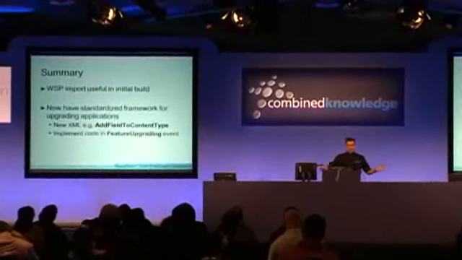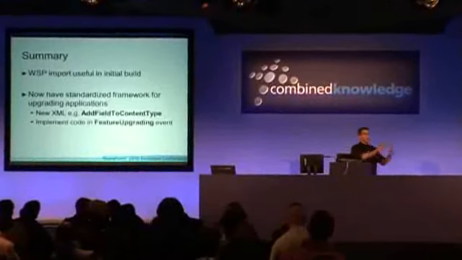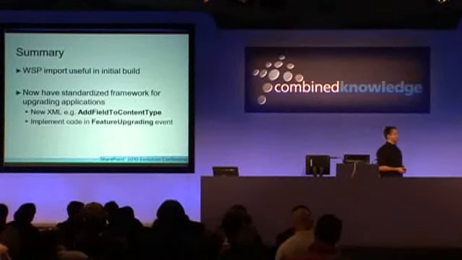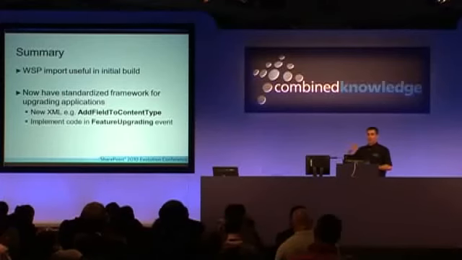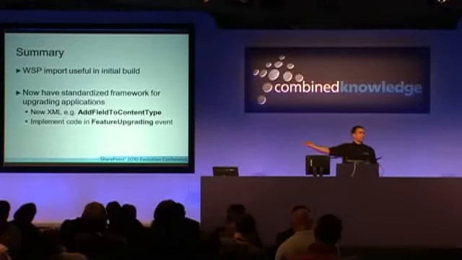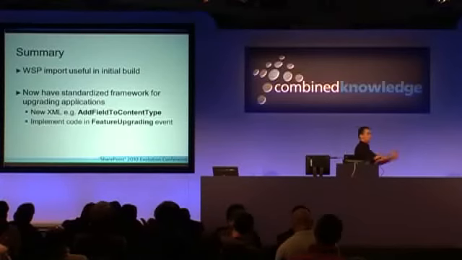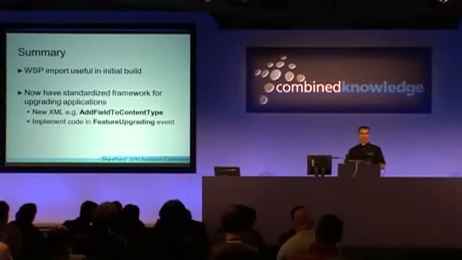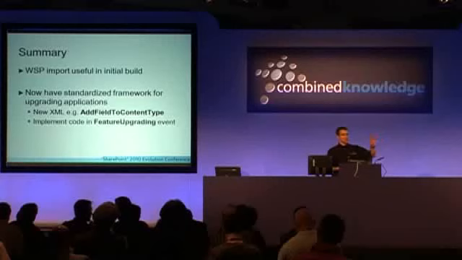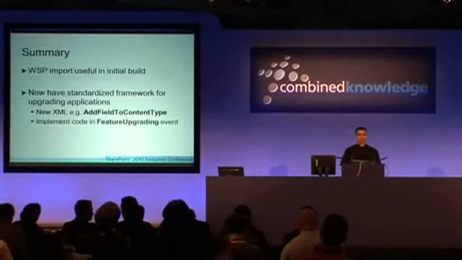Okay, so just some quick things to finish off. We saw that WSP import can be useful in the initial build, and hopefully you agree with me that that's something that you might make use of. But in terms of upgrade, we've got a standardized framework now. We can do this the XML route with things like add field to content type, and we can do it the code route with the feature upgrading event. We saw one example of each, so we saw 2 different ways to upgrade features.